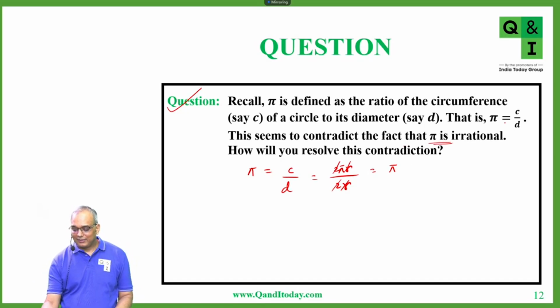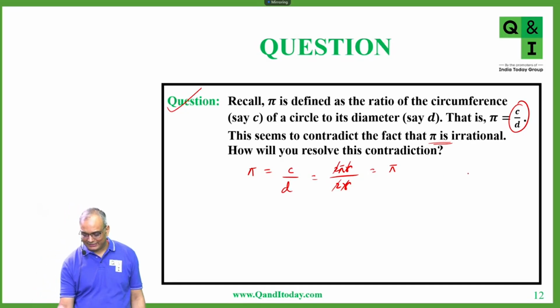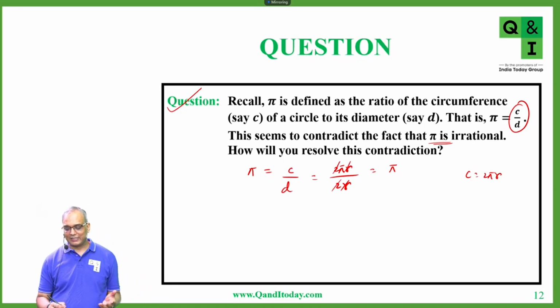But see, when I say pi is equal to C by D, it will be rational only when circumference and diameter both are integers. But here the circumference is equal to 2 pi r because it has pi inside it, and pi is not rational. We cannot say that this is going to be rational. So the answer is that this is irrational.